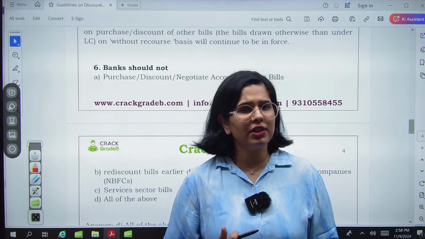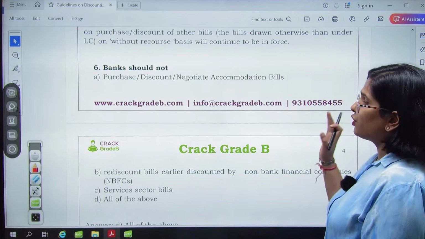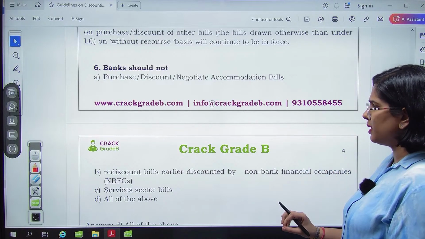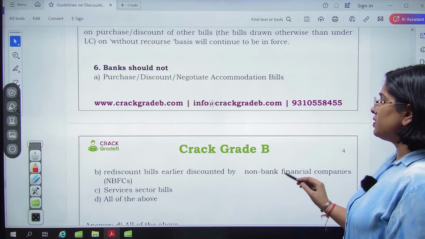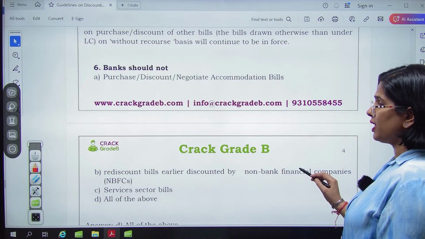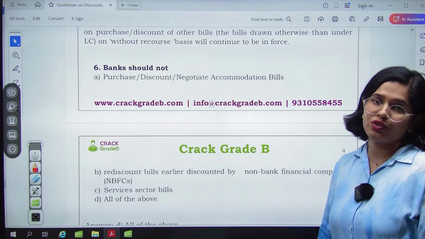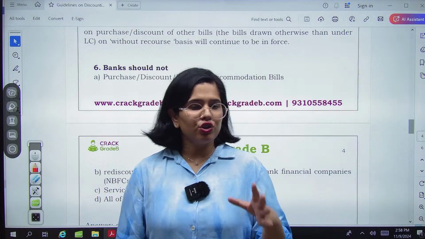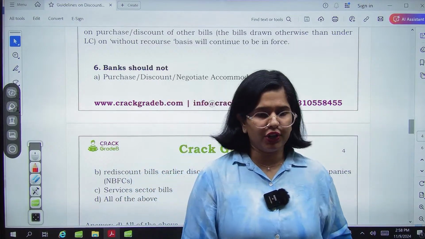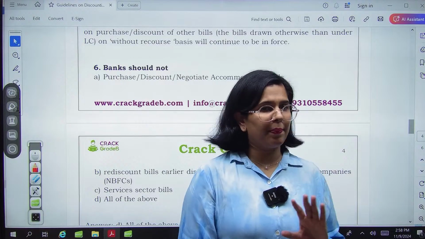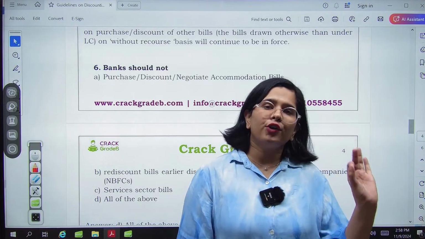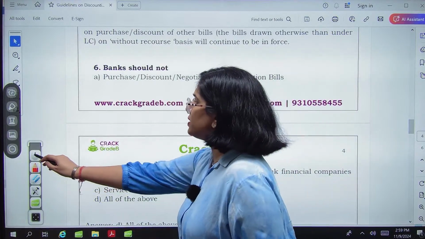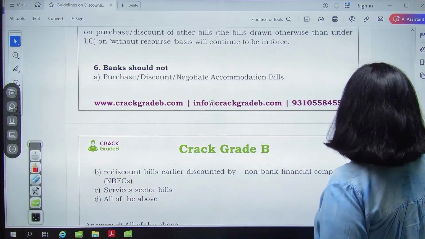So such kinds of bills should not be purchased, discounted, or negotiated. Service sector bills, or such kinds of bills which have already been discounted by the NBFCs. तो अगर NBFCs ने already discount किया हुआ है, so you should not go and take that particular risk up for yourself. आपको आपके खुद के लिए नहीं लेना है. Don't go there, right? So these are some of the restrictions that you have to remember.